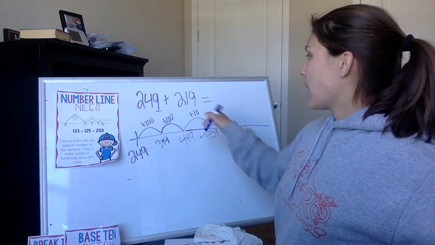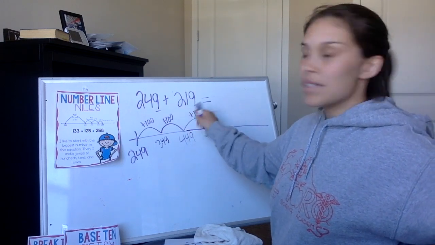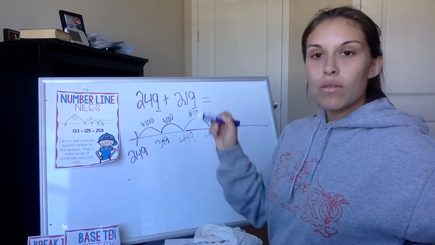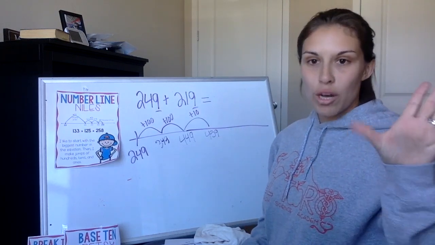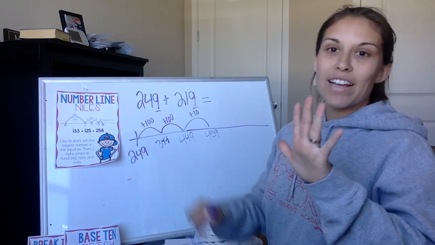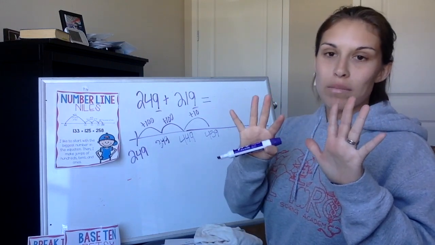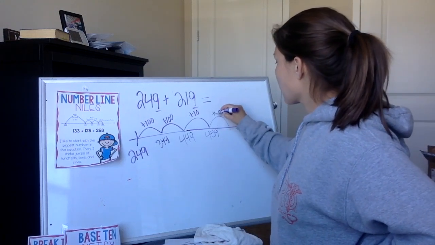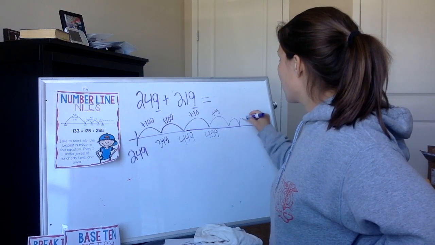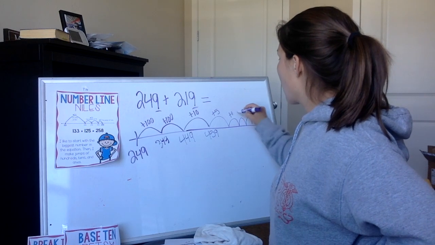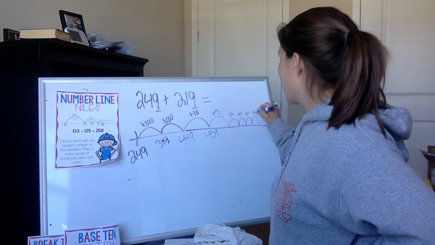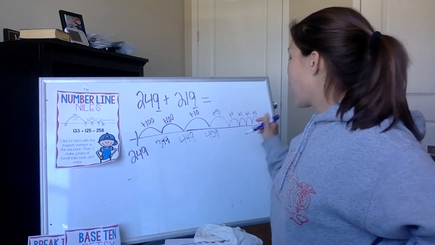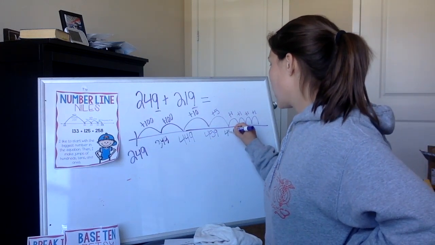459. So now that I've added my hundreds and my tens, I need to look at my ones. So I can do 9 small jumps of 1, or I can do 1 jump of 5 and 4 single jumps. So I'm not doing so many jumps. So I'm going to do 1 jump of 5 and 4 jumps of 1. We know that 5 plus 4 equals 9. So 459 plus 5 is 464.